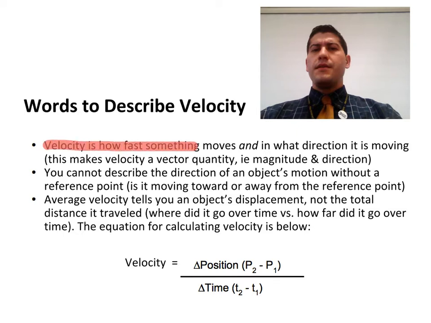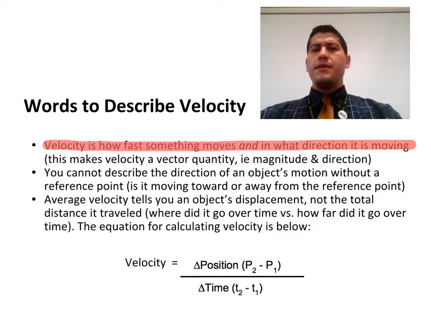When you say something is traveling at 5 meters per second due north, you have described its velocity because you have described its speed, how much distance it is traveling in a given amount of time, and the direction that it is going, how it is changing its position.